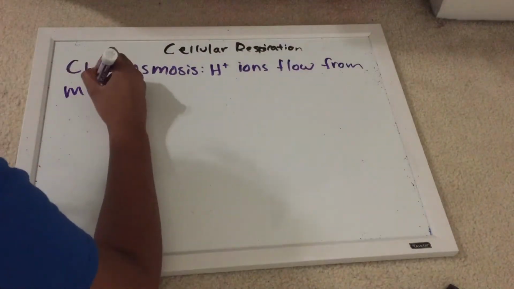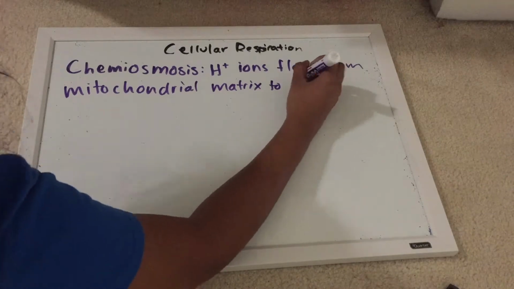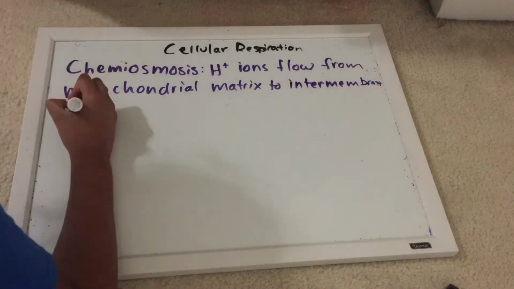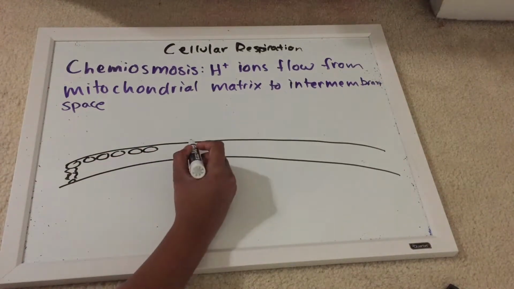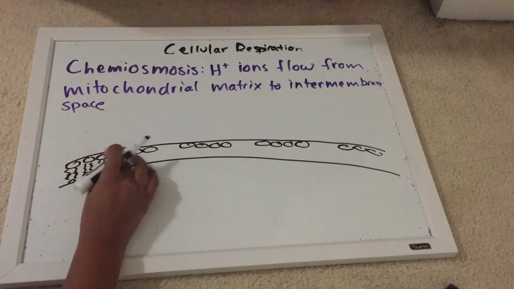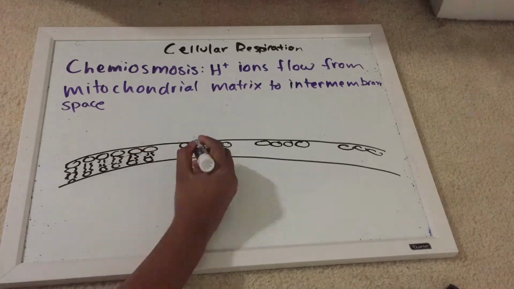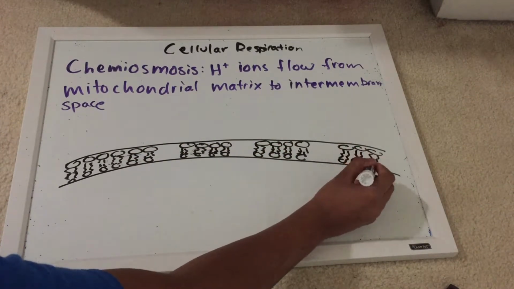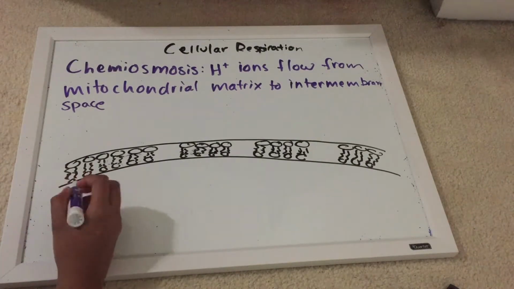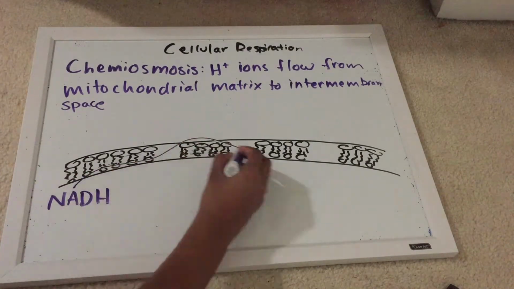Chemiosmosis in cellular respiration is the same as in photosynthesis in the thylakoid membrane. Hydrogen ion flow from the mitochondrial matrix to the intermembrane space creates a proton gradient, or proton motive force, that allows ATP synthase to produce ATP. This produces the most amount of ATP in cellular respiration.